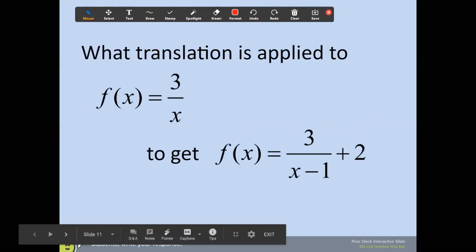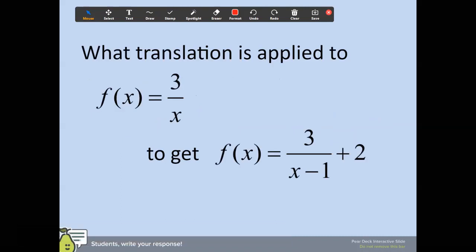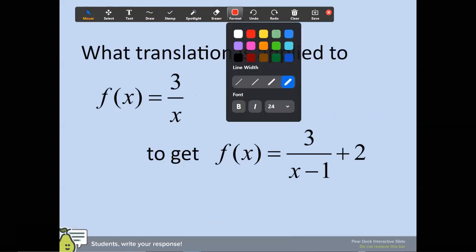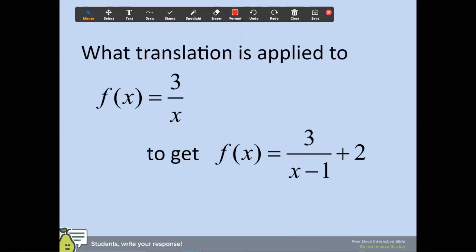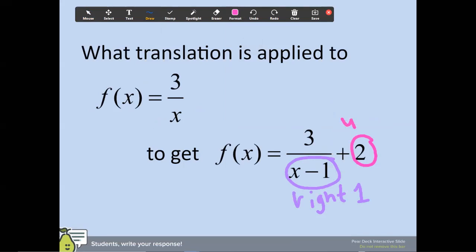So for this one, translation. What translation is applied? What we're going to be looking at down here is moving it right 1, because whatever makes that 0 is how I'm moving. So the X, what X makes it 0? An X of 1, so you're moving right 1 on your X. And then this +2 is going to be up 2.